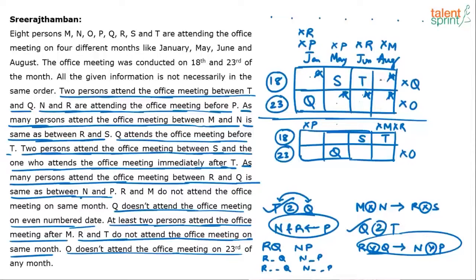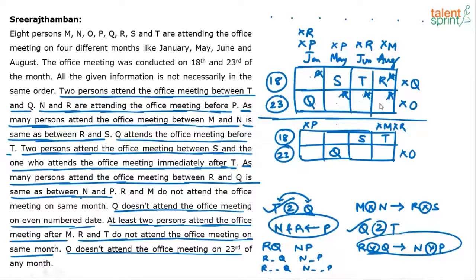In August, if you have to take R, the only place where R can come is 18th August. Why is it so? R cannot come on 23rd August because P comes after R. See, both N and R have to come before P. So P comes after R. If you take R on 23rd August, then there is no place available for P. So R is fixed. R comes here.